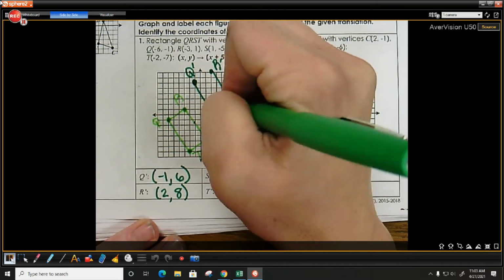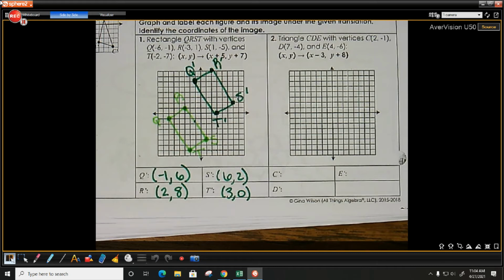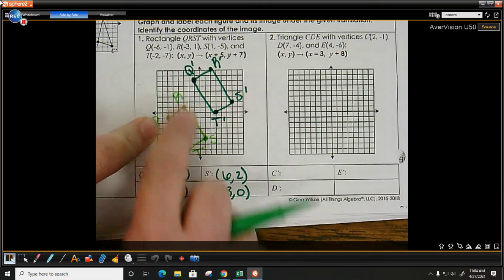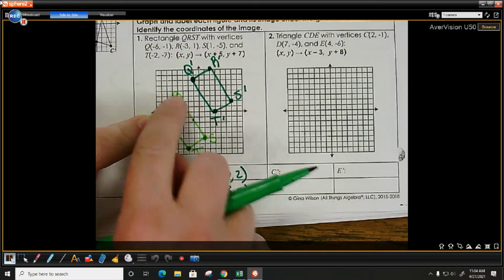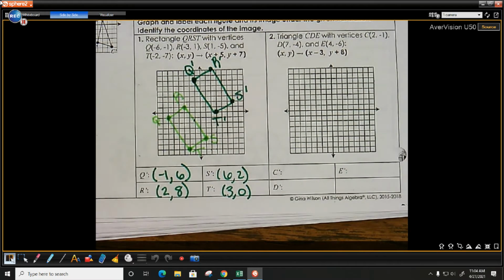Guys, is my rectangle the same size? Yeah, it was just moved. Okay, that's what a translation is. You're not changing the size. You're not changing the orientation. Side QT is still on the left side. Side RS is on the right side. We did not change the orientation. We just changed the location. It went from the bottom left to the top right. Good? Okay, so let's do one more like this.